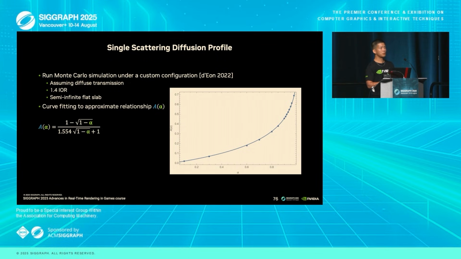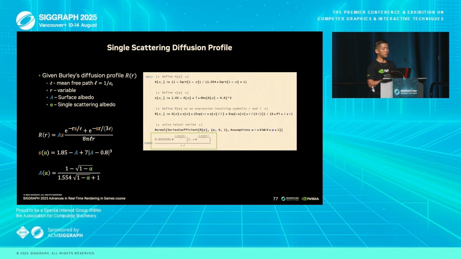To complete this transformation, we run our own Monte Carlo simulation to find the relationship between surface albedo A and our alpha parameter. With the additional formula, we can represent S as a function of alpha. Plugging everything into Mathematica produces this clean analytical result.